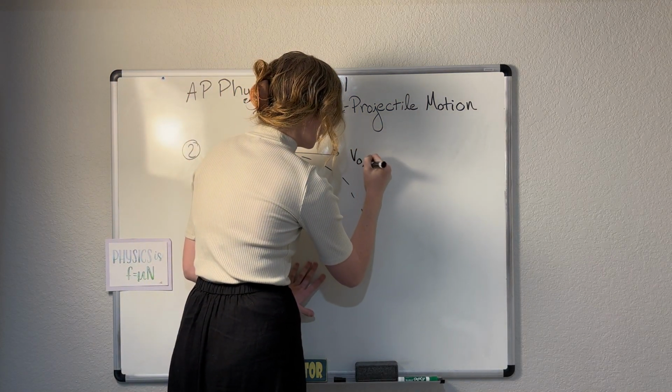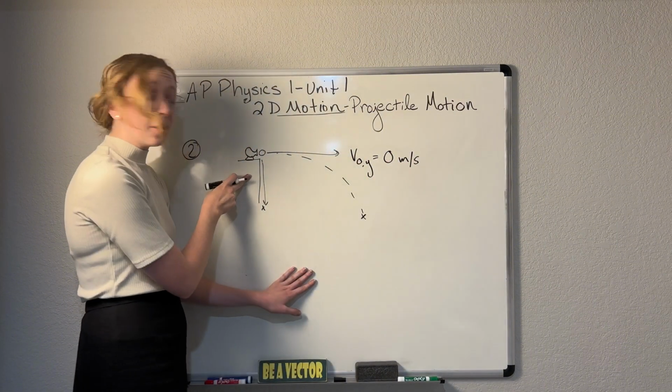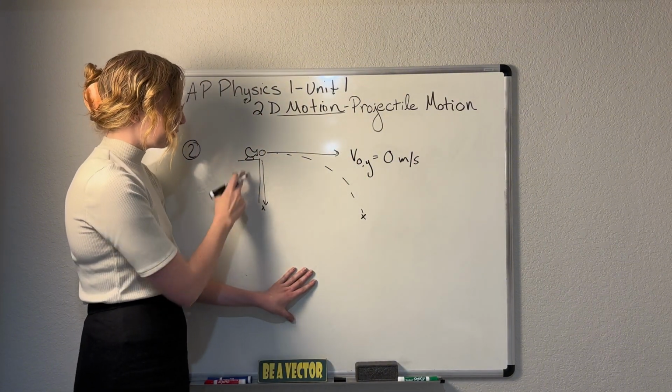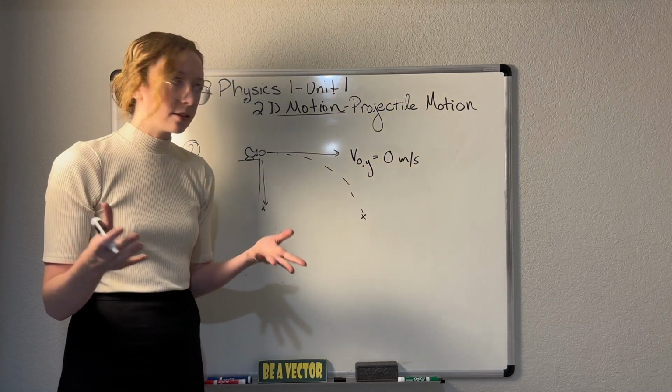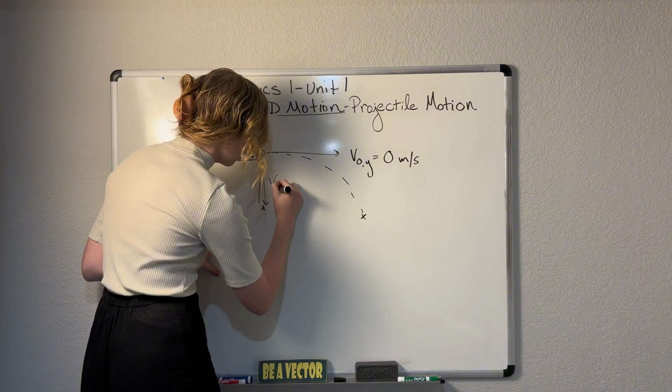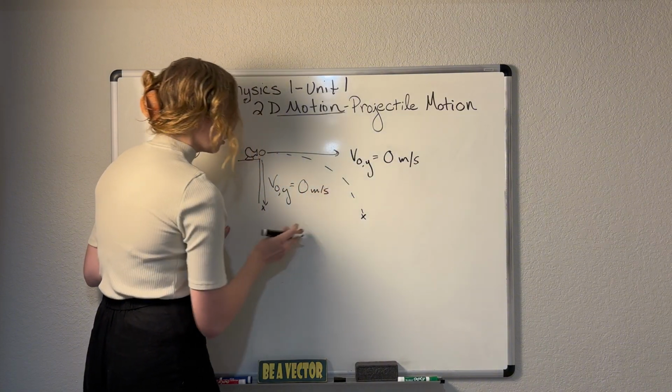So v naught in my y direction is equal to 0 meters per second. And here, when I drop my cannonball perfectly straight down with no initial velocity, it again has no initial velocity in the y direction. So my initial velocity in my y direction is also equal to 0 meters per second.